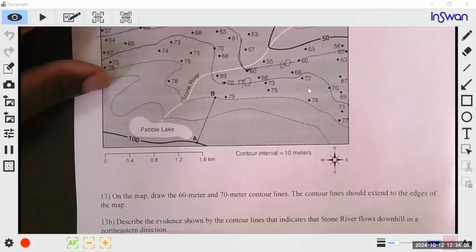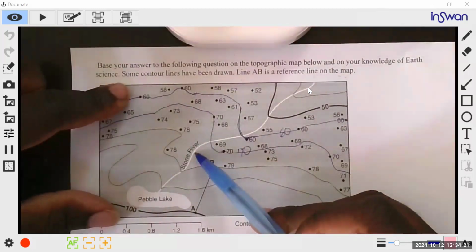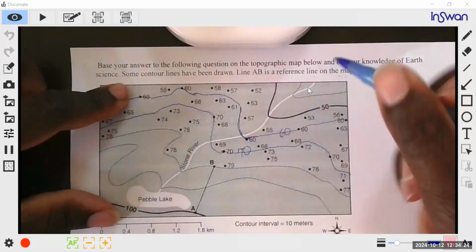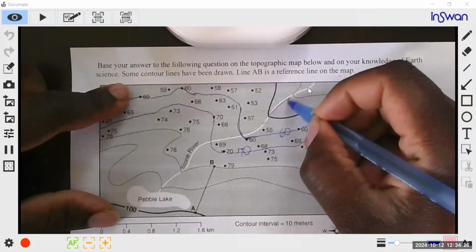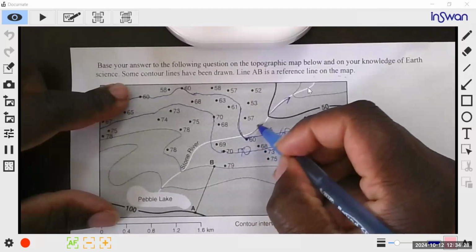It says, describe the evidence shown by the contour lines that indicate Stone River flows downhill in a northeastern direction. All right. So what evidence that I see here lets me know that the river is flowing towards the northeast? What evidence do I know?